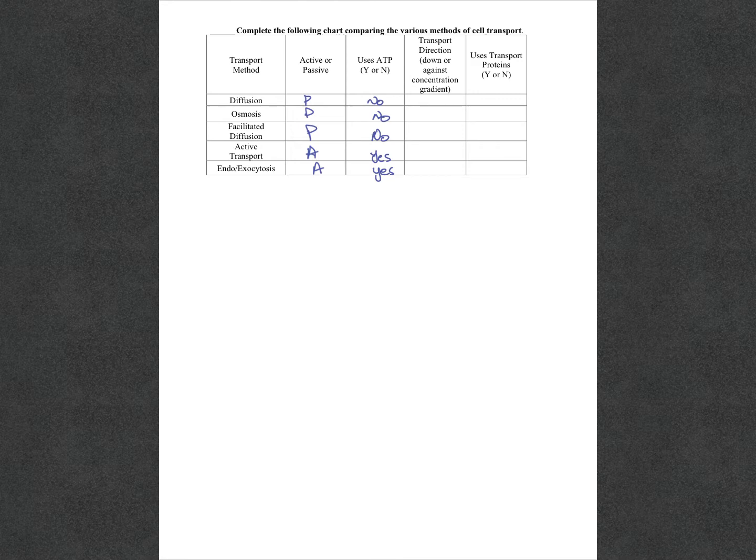Transport direction: down or against the concentration gradient. It goes down, meaning from high to low. Uses transport proteins, yes or no? No.